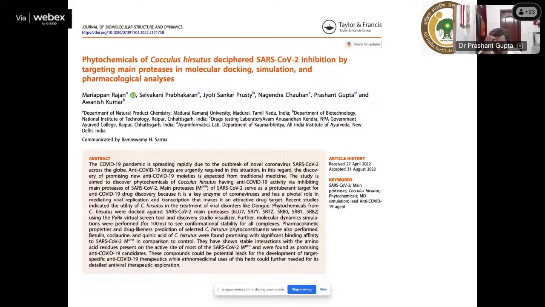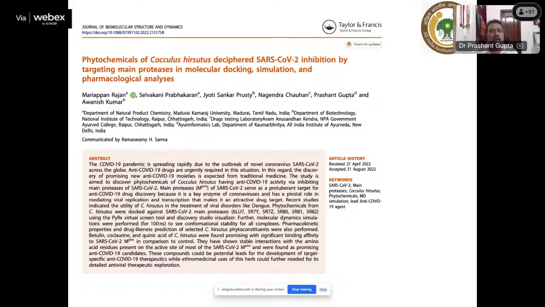What I'm trying to say is that once you have computational results, they can give support or a platform for your clinical research. Otherwise, people may ask you where in your Shastra SARS-CoV-2 is mentioned. I'm not saying these questions are not valid, but the reply is very easy. Yes, if we are using Cocculus hirsutus in SARS-CoV-2, computationally it is working.